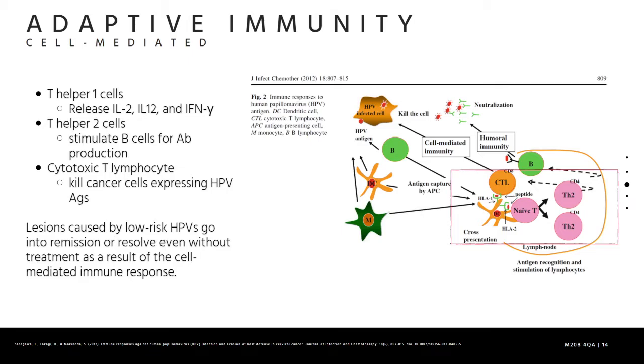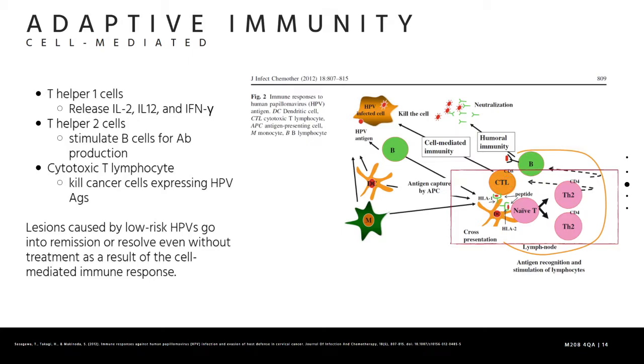A naive CD8 plus T lymphocyte will recognize the MHC class 1 antigen via cross-presentation of the same dendritic cell that presents the MHC class 2 restricted antigen. And so the CD8 plus T cell will differentiate into a cytotoxic T lymphocyte, and then through these cytokines released by Th1, the cytotoxic T lymphocyte will be activated and it becomes an effector T cell that can kill cancer cells expressing HPV pathogens.